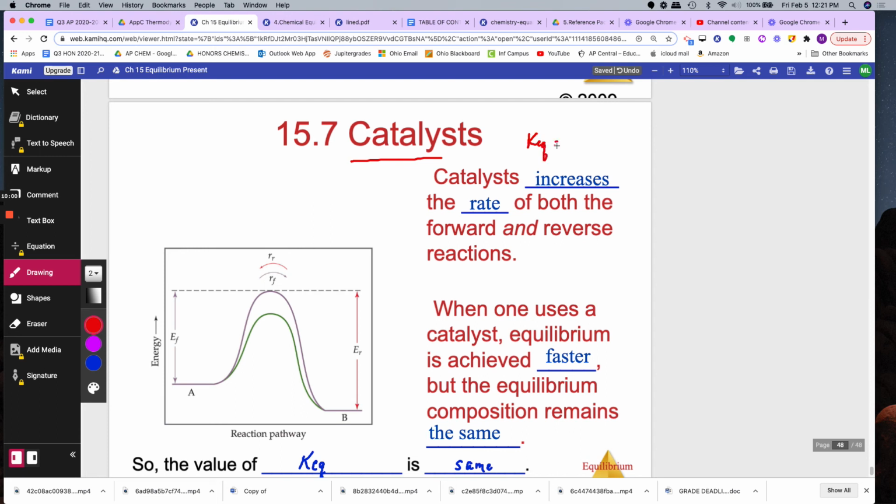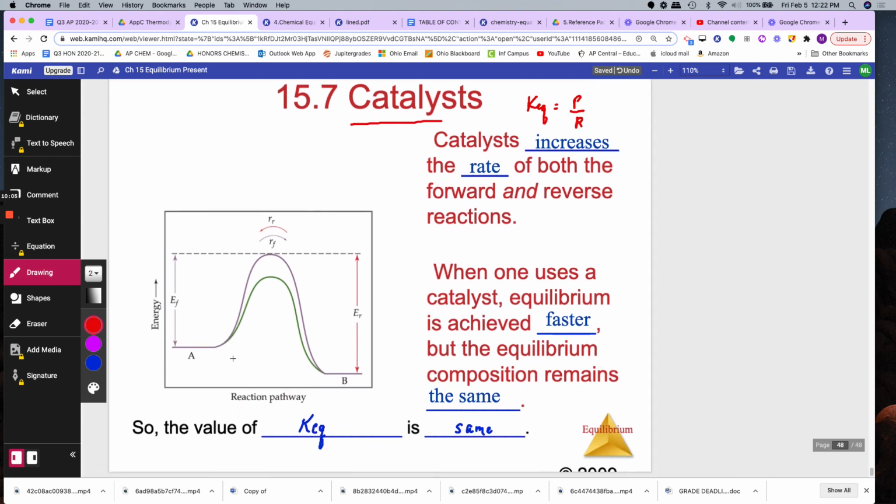Okay, lastly, how do you think catalysts affect K equilibrium? Well, K equilibrium is equal to products over reactants, right? Look at this drawing. This drawing shows you a reactant is A, reactant is B. The only thing that the catalyst changes is the mechanism by which the reaction reacts, and also the energy of activation. So in the catalytic environment, you have the green line right here.